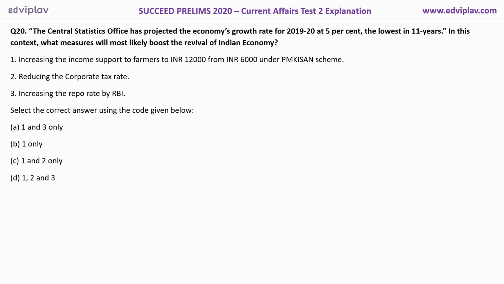Next is the Central Statistical Office. Actually, it is talking about the economy. What measures will most likely boost the revival of the Indian economy? The question asks about measures that will help in revival of the Indian economy. The statements are: increasing the income support to farmers from INR 6,000 to INR 12,000 under the PM Kisan scheme. This is true because with more income, farmers will spend on buying agriculture inputs. In that way, agriculture growth and GDP will increase.